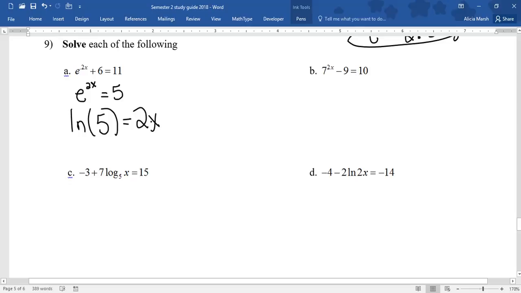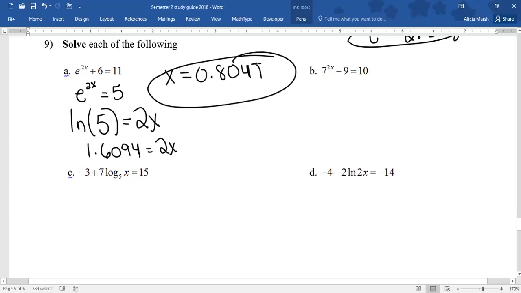So I'm going to figure out what ln of 5 is on Mr. Calculator. I get a value of 1.6094. That's equal to 2x. So if I divide, I will get an answer of 0.8047, roughly. That's a 7. Silly fingers.